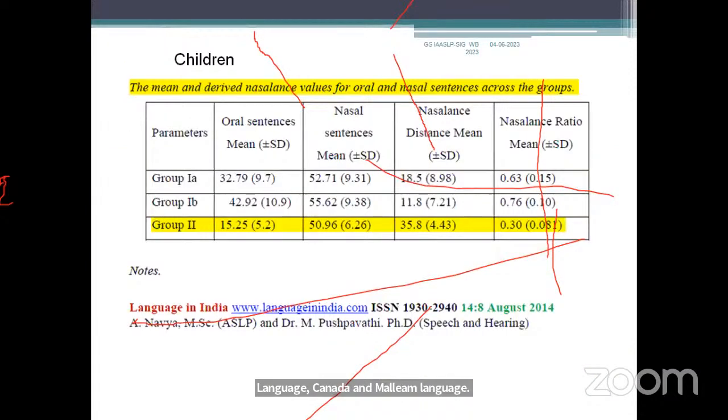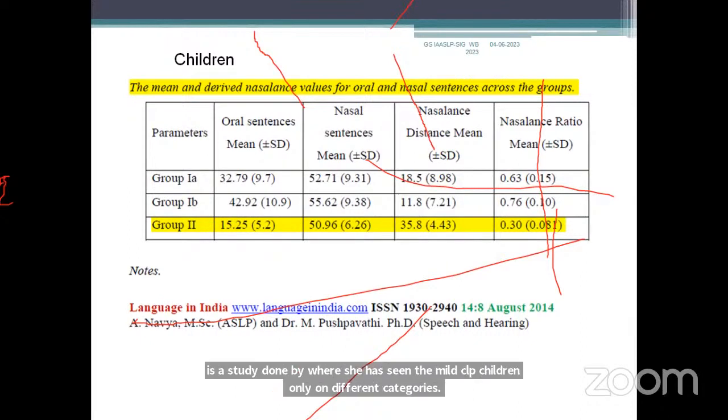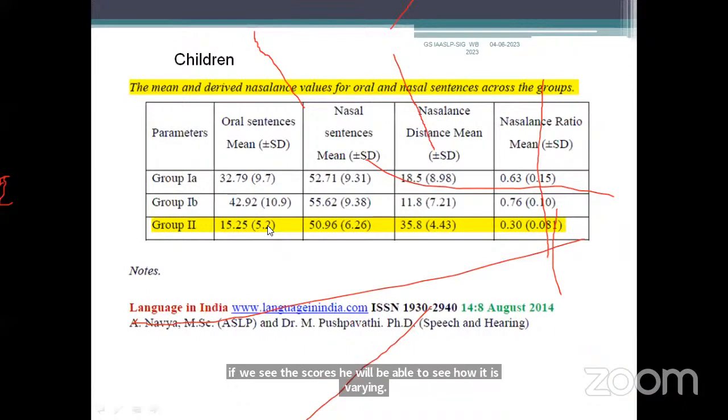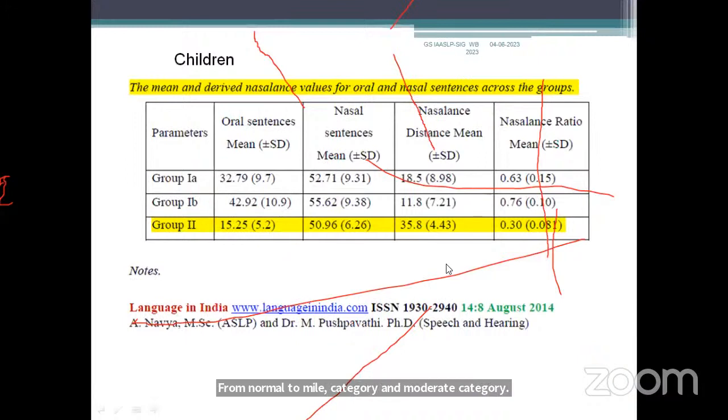This is a study done by Navya, where she has looked at mild CLP children across different categories. Group 1 is a mild category, group 2 is a moderate VPD category, and the third one is normal children. If you see the scores, you will be able to see how they vary from normal to the mild category and moderate category. And this is again a normative for cleft palate children. So if you want to use it for the Kannada language, you can use it and we can compare and see.